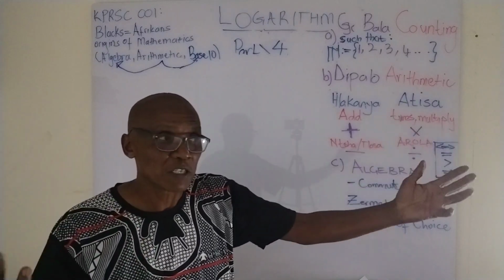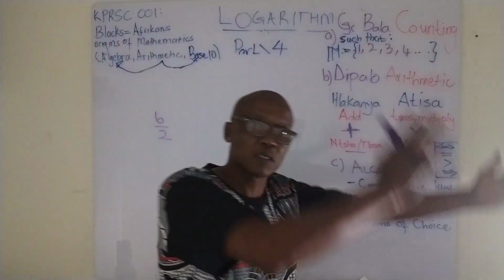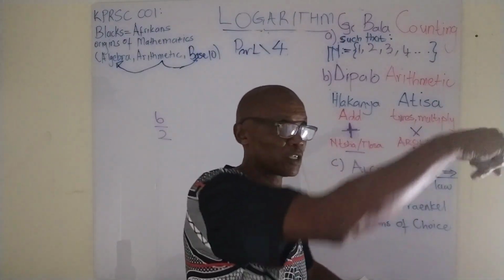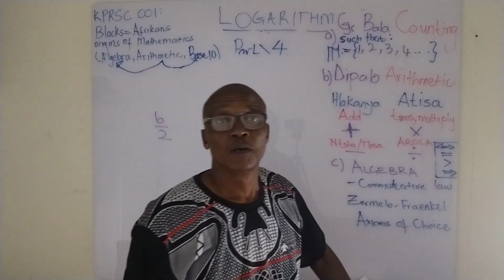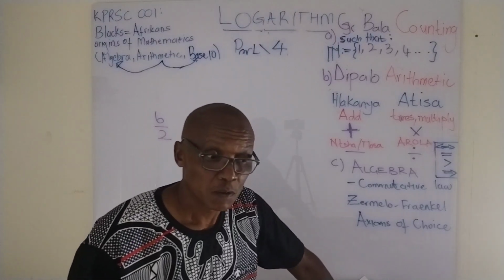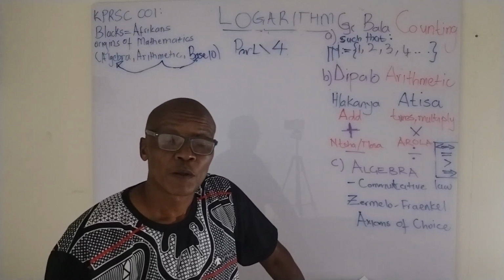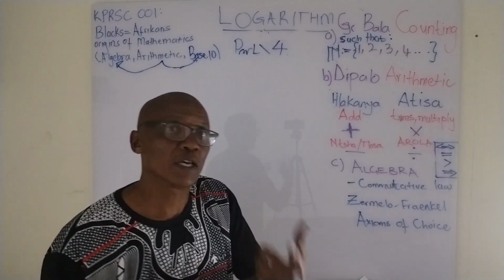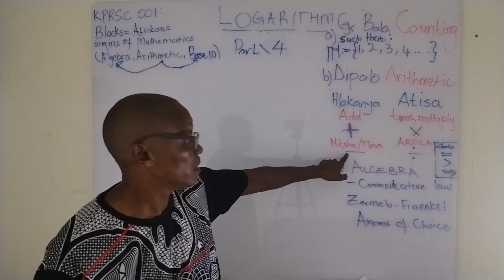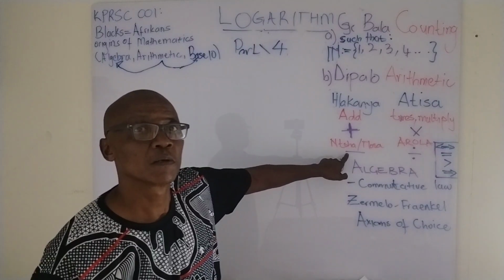So if you've got 2 numbers, you add them. The addition of 2 numbers is the sum. That's what you call the answer. When you multiply, the product is what you call the answer. What about the difference? It's a word. It literally means minus, the difference of 2 numbers.